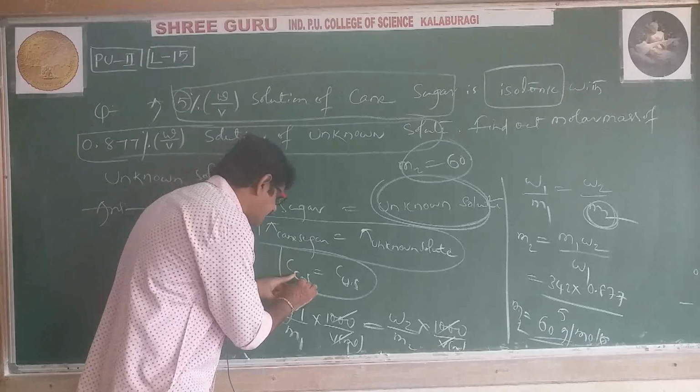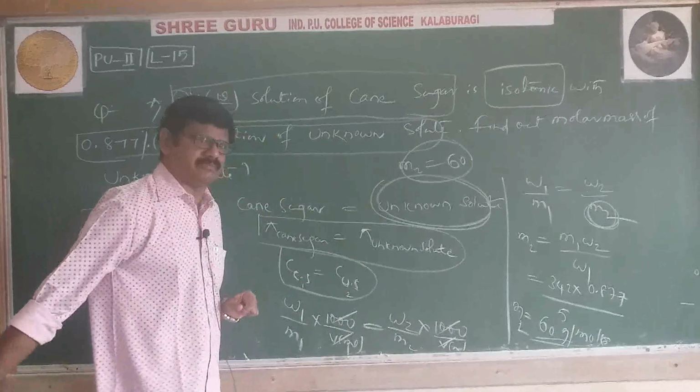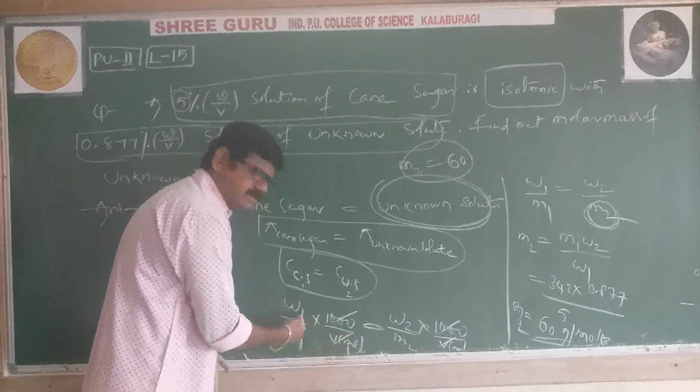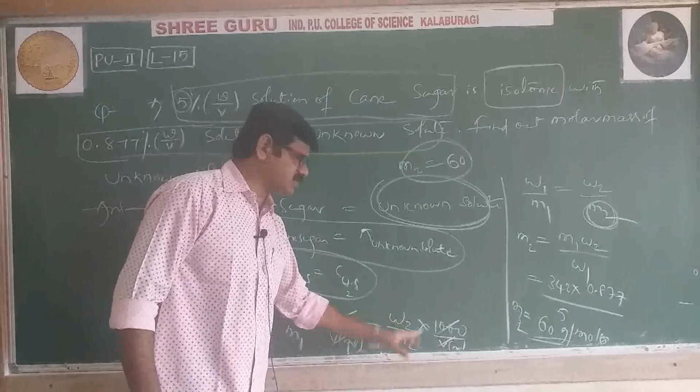Cane sugar I am taking as sample 1, and the unknown solute I am taking as sample 2. That's why cane sugar related values are indicated with the symbol 1, and the unknown solute we are indicating with the symbol 2.